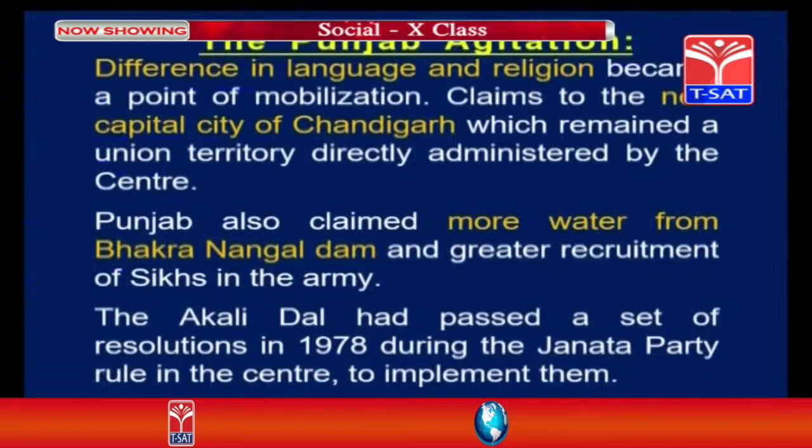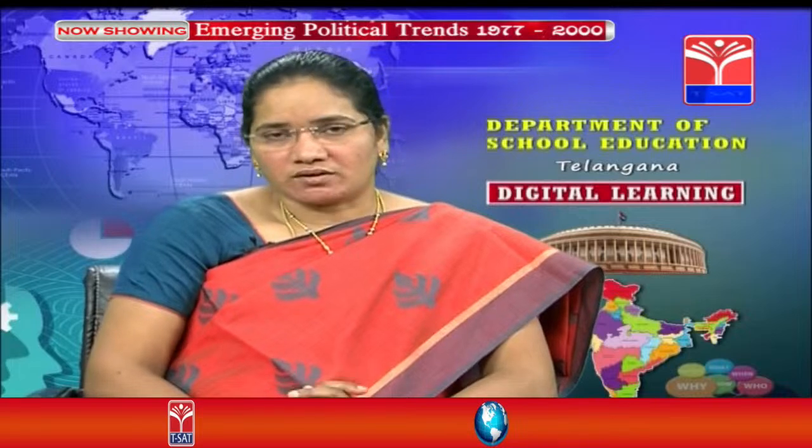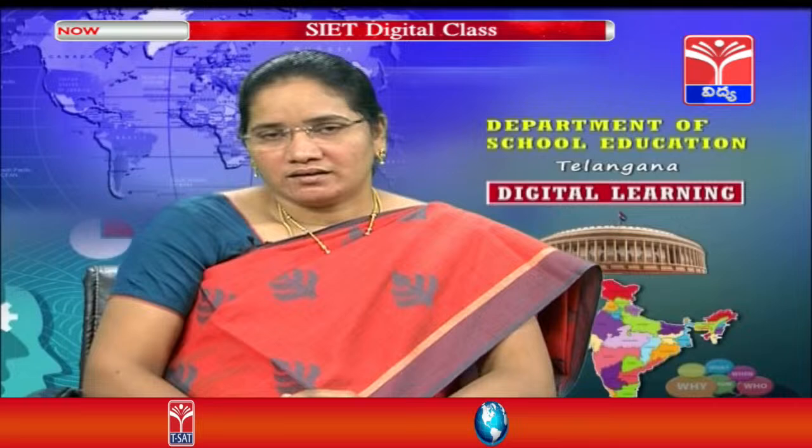So Akali Dal had passed a set of resolutions in 1978, during Janata Party rule at the centre, to implement all these demands. The government was dismissed. So the dismissal of the Akali government and the return of Congress in 1980 added to the already surcharged atmosphere. That means there were already more tensions in Punjab which were to be solved, but the Congress government came and dismissed the Akali government, making more tension.